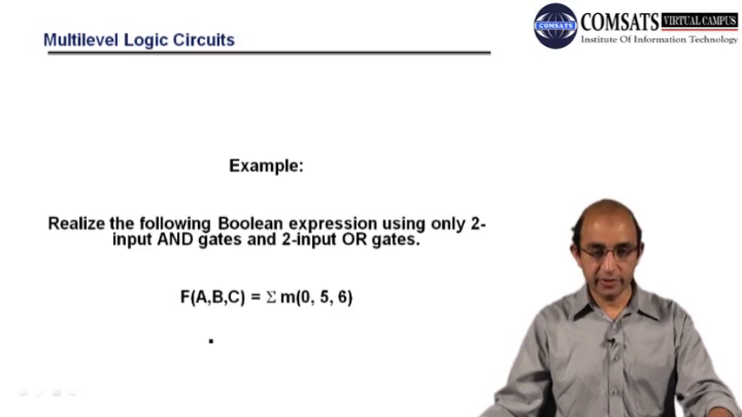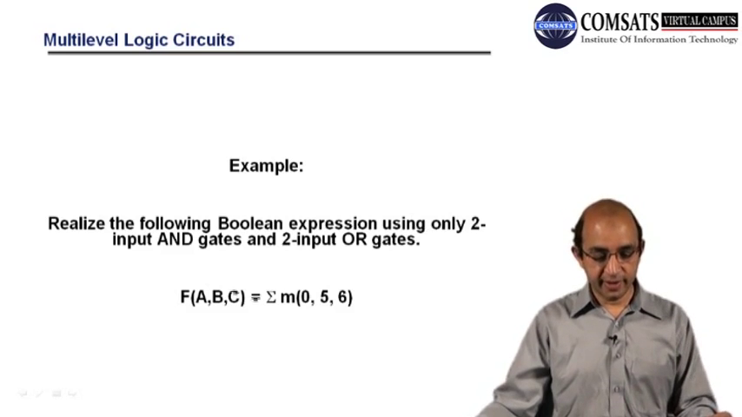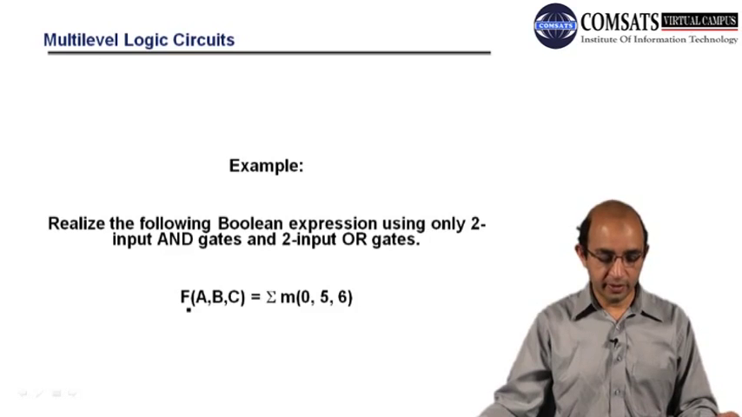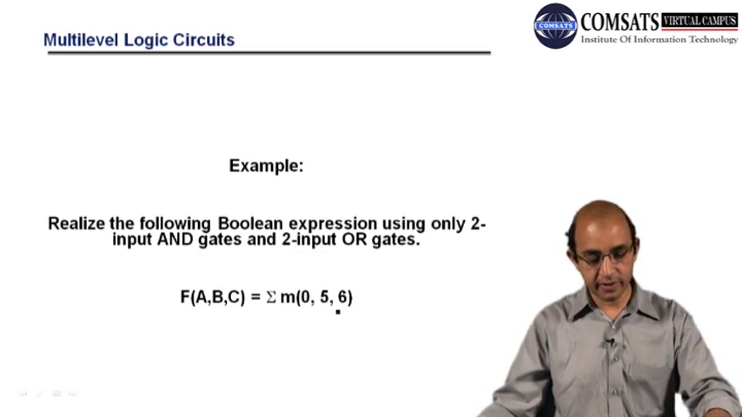And this is the example. This is your homework. You should try it at home. You have to design a Boolean circuit using 2-input AND gates and 2-input OR gates. You can use a number of gates. This is the Boolean function, the output as a function of input variables A, B, C. We have 3 different input variables, and these are the min terms, sum of the products: 0, 5, 6.